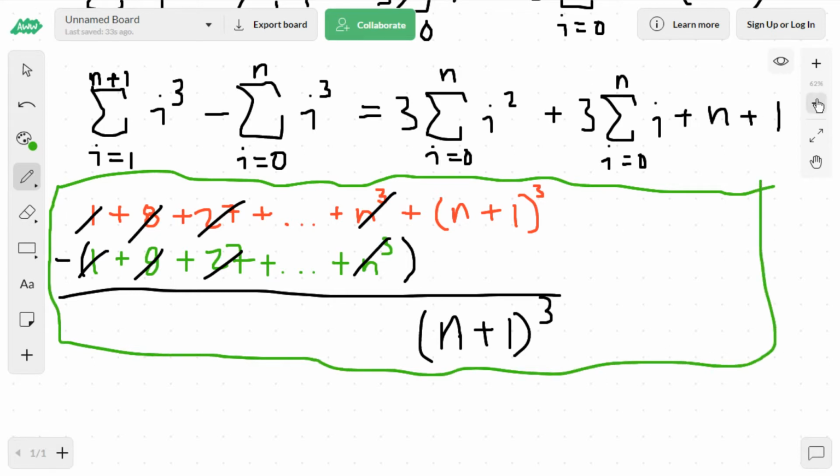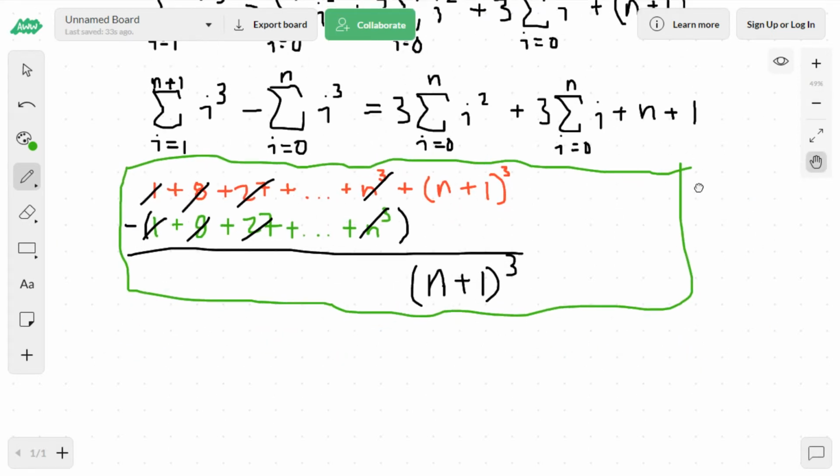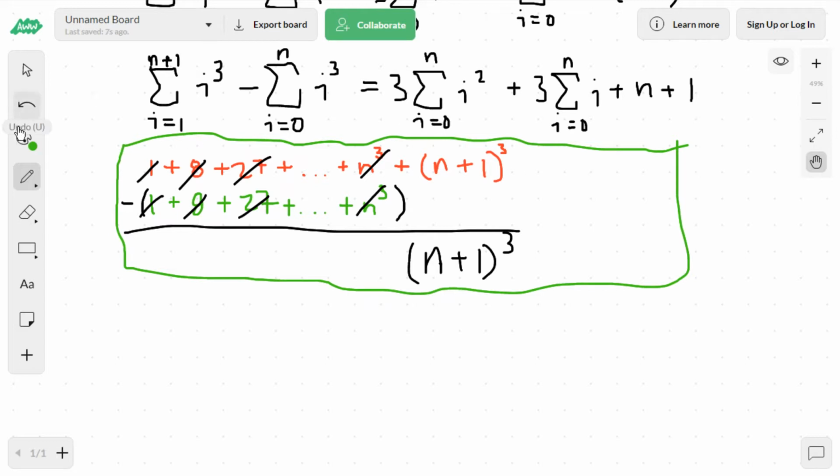Okay, I need to zoom out, fit all this on the screen. So, it's probably going to look like my text size is just going to keep increasing, but oh well, who cares? So this stuff over here is the same as n plus 1 cubed. Let's get that in.